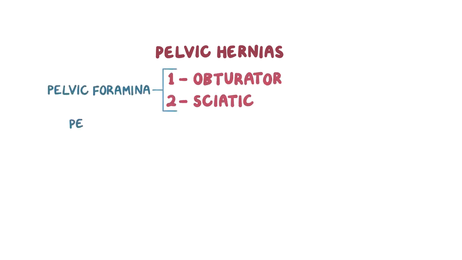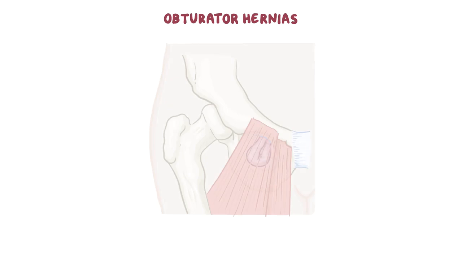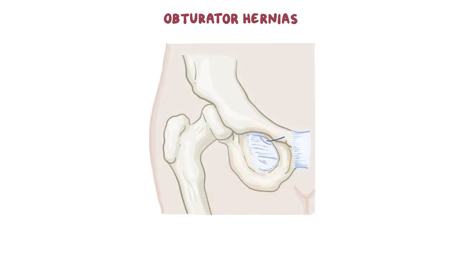Pelvic hernias protrude through one of the pelvic foramina, so obturator and sciatic hernias, or the pelvic floor, so perineal hernias. Obturator hernias are rare, and they occur when there's protrusion of the abdominal organs through the obturator foramen, which is on the anterolateral aspect of the pelvic wall, where the obturator nerve, artery, and vein traverse.